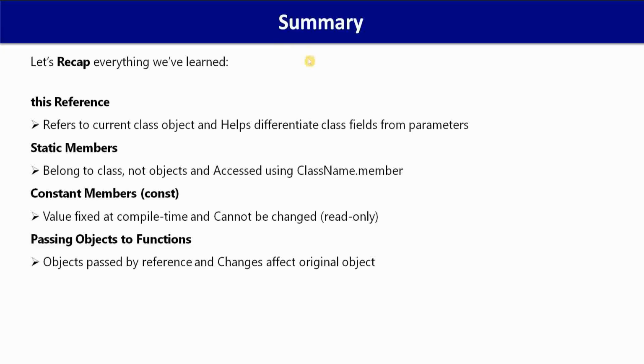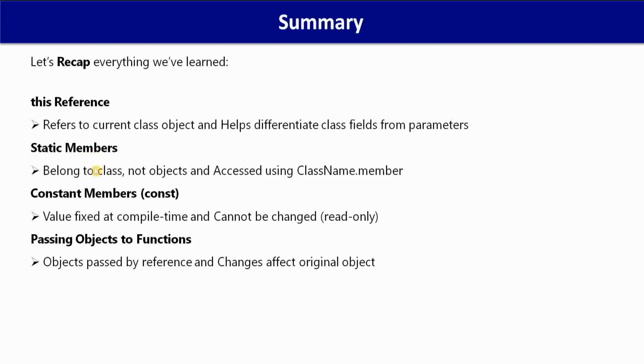Next we have today's summary. Let's revise what we learned today. First, the this reference refers to the current class object and helps differentiate class fields from parameters. So we can use the this keyword if we want to get the current value. Its main purpose is to differentiate between the field value and the parameter value. If the parameter name and the field name are the same, how can we differentiate? We can differentiate with the this reference keyword.